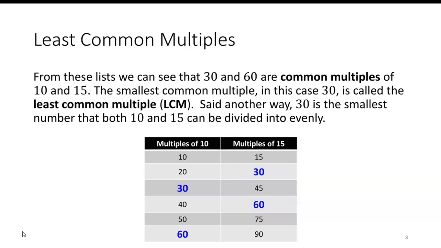That is, 30 and 60 are numbers that are divisible by 10 and divisible by 15, both evenly. The smallest of the multiples is 30. That's called the least common multiple. So said another way, 30 is the smallest number that both 10 and 15 can be divided into evenly.